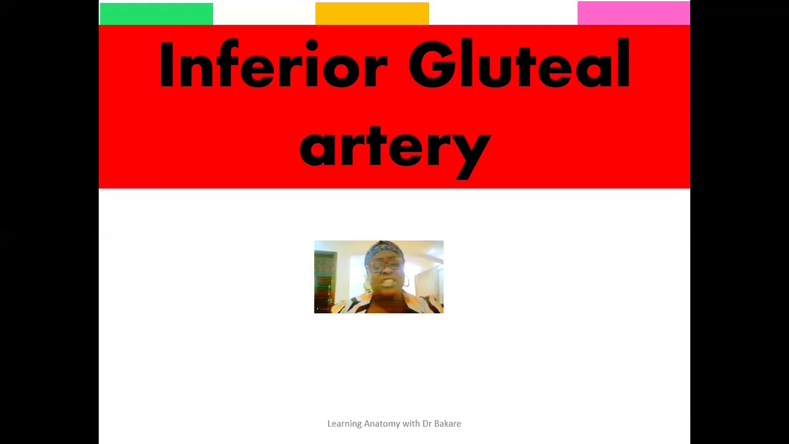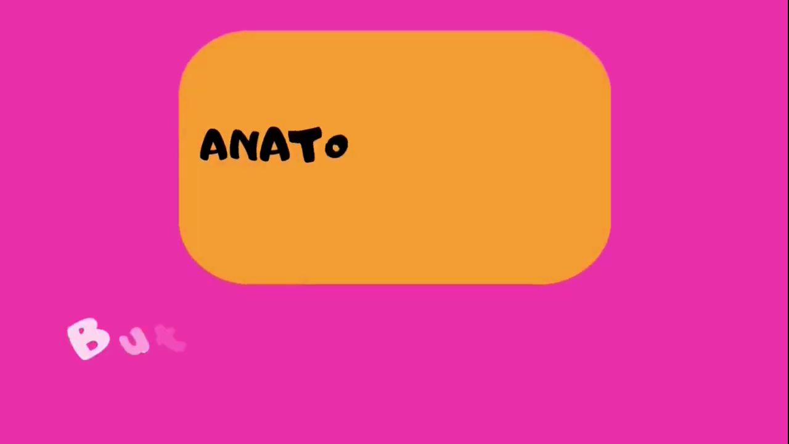I've put up a lecture on the superior gluteal artery. If you've not checked that lecture, please kindly go and do so. The inferior gluteal artery is one of the terminal branches from the anterior trunk of the internal iliac artery. In this lecture, we'll be looking at the course of this artery, and also the different branches that it gives.